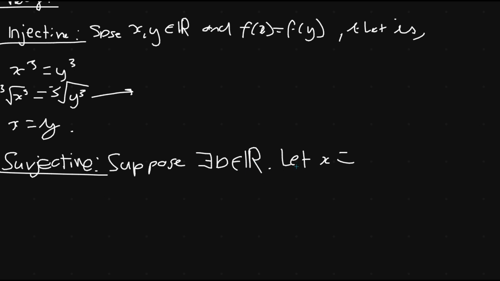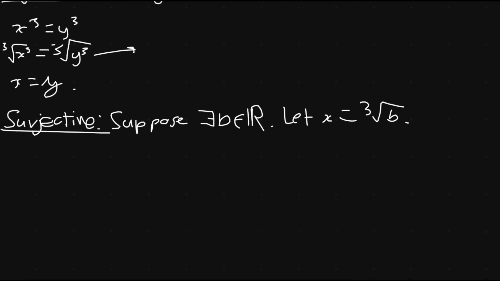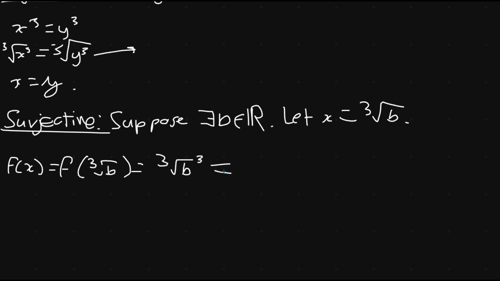So we're going to say let x equal to the cube root of b, because if we do this and then we cube this, that will give us b. So that's the thought process. So now we're going to say then f of x is equal to f of the cube root of b, which is simply the cube root of b cubed, which equals b.